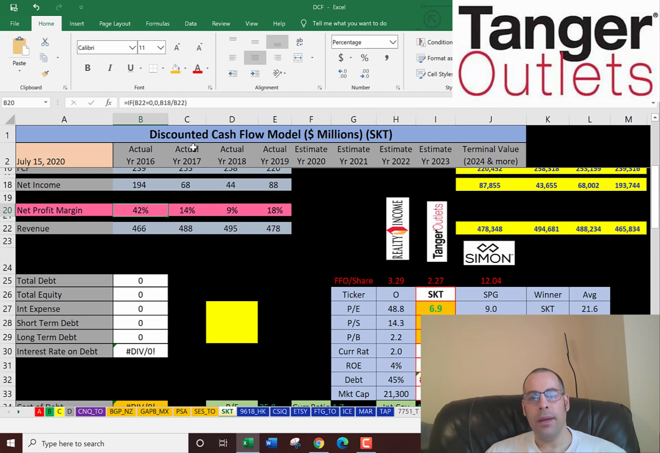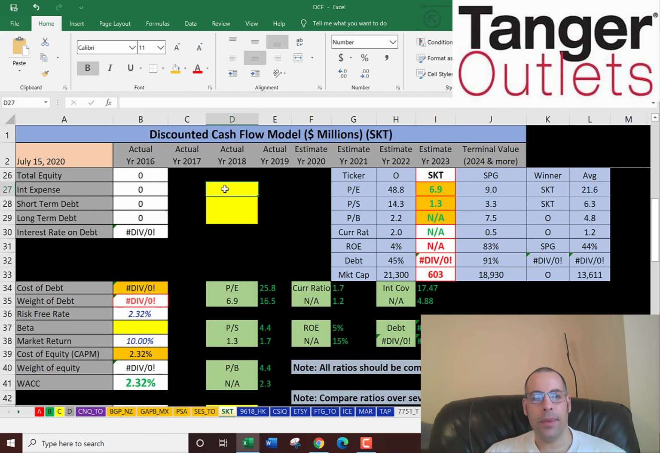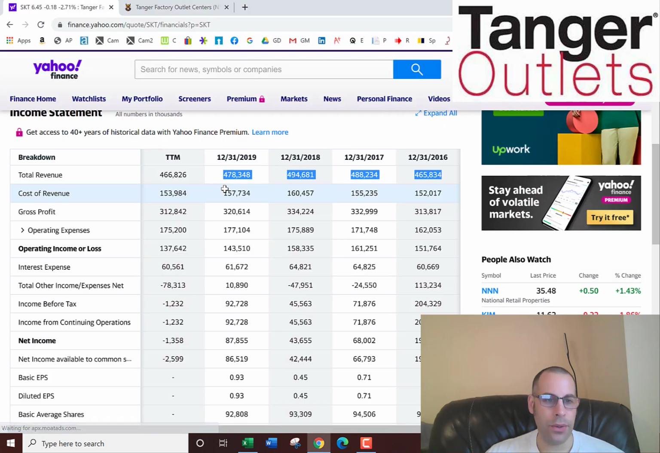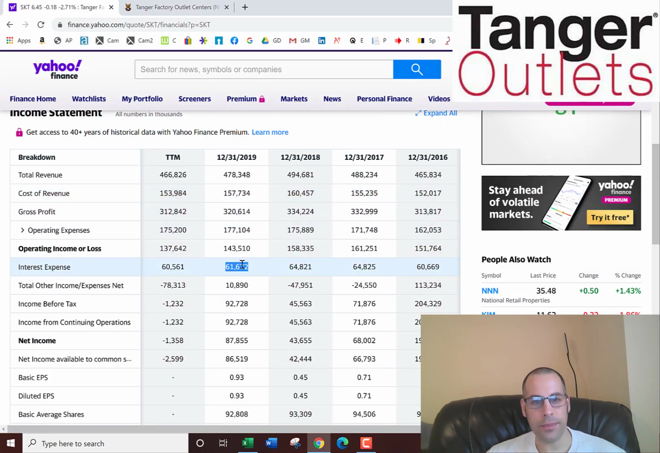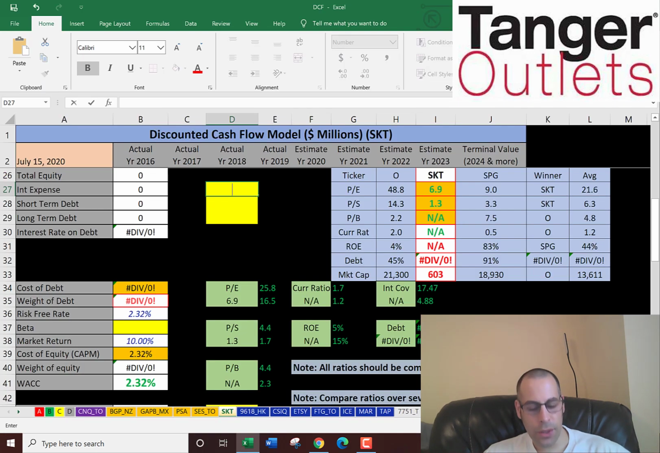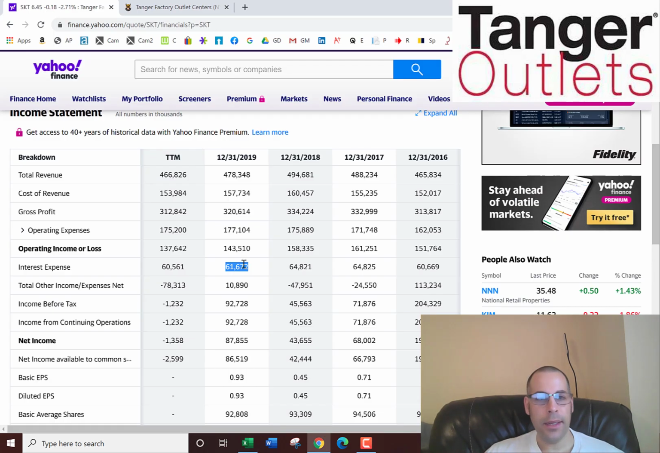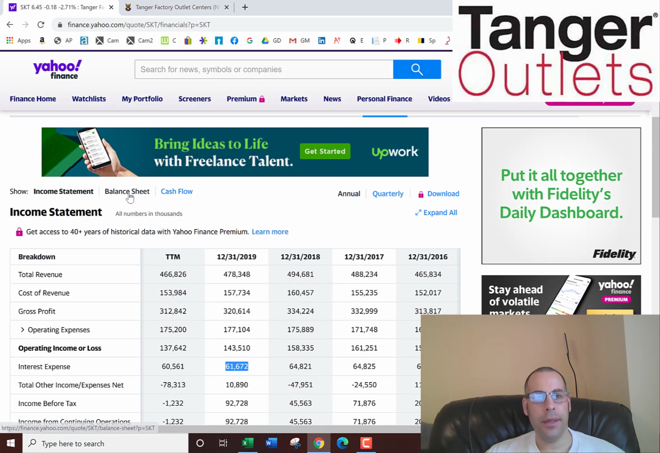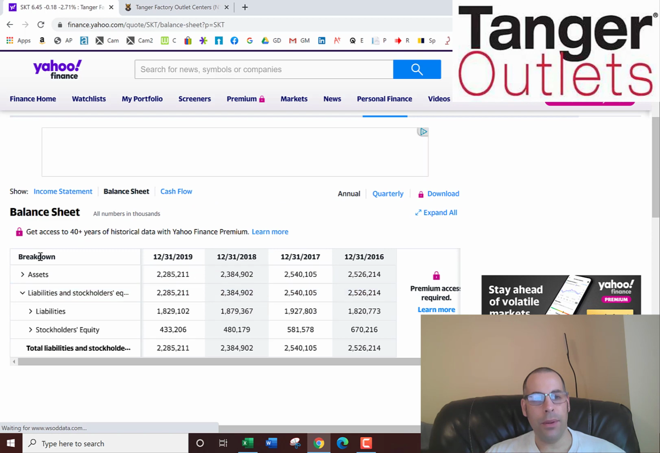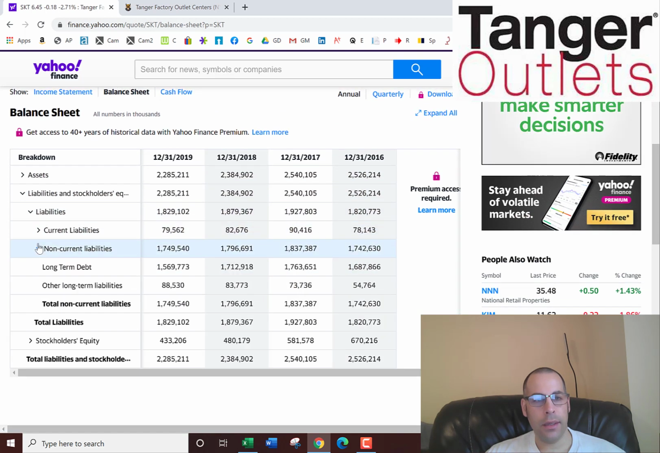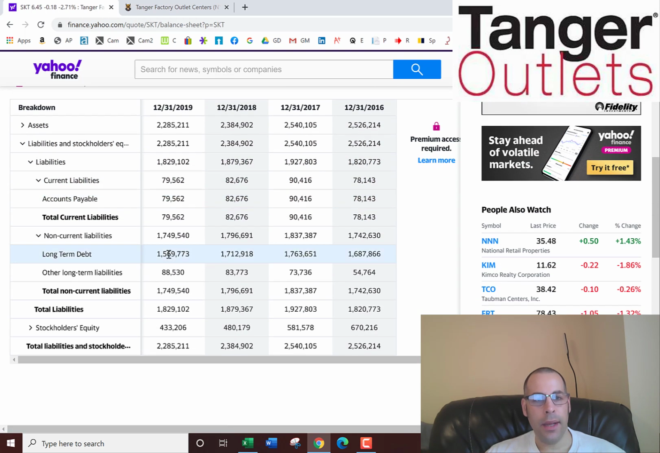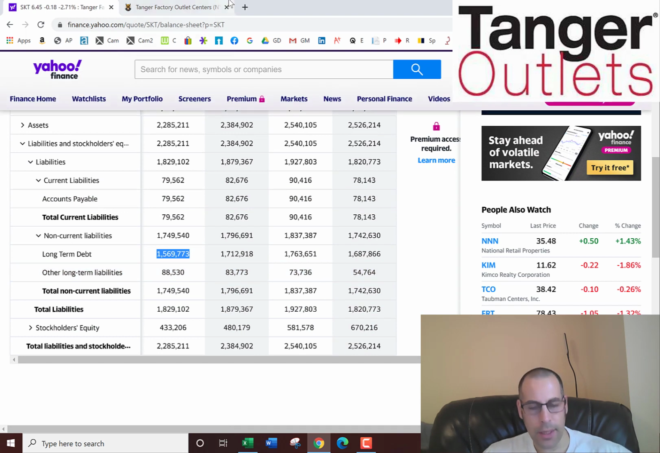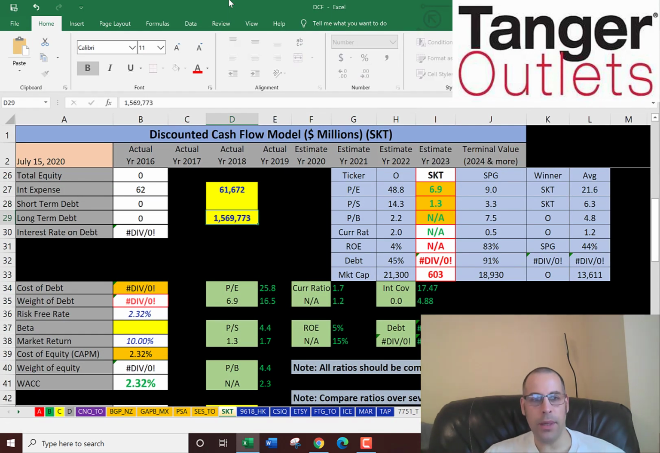But let's look at the capital structure of the company to figure out what discount rate to apply to the future cash flows. So they pay $62 million of interest on their debt. That's on the income statement. And let's see how much debt they have. We'll go to the balance sheet. The current debt, no current debt. Long-term debt of $1.6 billion. That's debt due after 12 months.